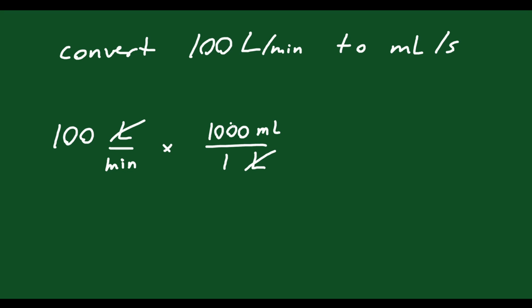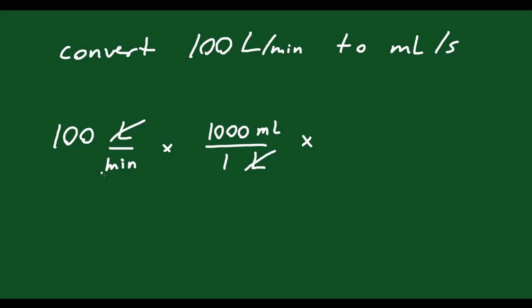And again, the reason I'm allowed to introduce this fraction is because it's just like multiplying by 1, right? This fraction is equal to 1, because 1,000 milliliters and 1 liter are the same thing. So if you do something divided by itself, it's just 1, right? That's why I'm allowed to do this. So I multiply by that.